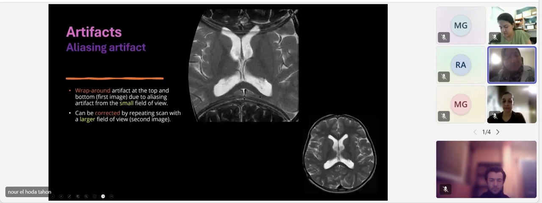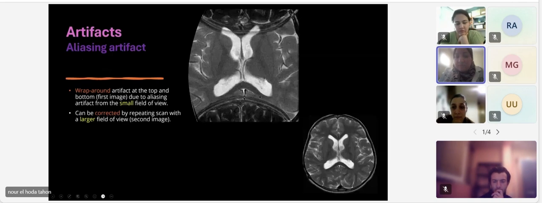There's another artifact. This happened because they took a small field of view, and this is named aliasing artifact. When they repeated the images with a large field of view, it looks better. They can also call it wraparound, as you can see here, and it can be corrected. Some artifacts can be corrected, some artifacts we cannot.